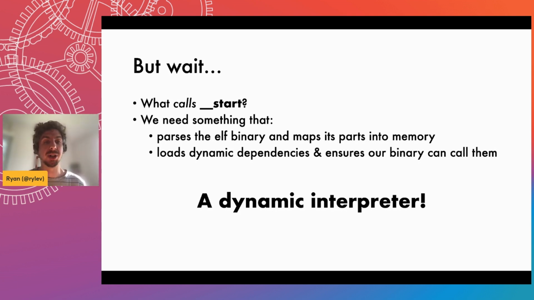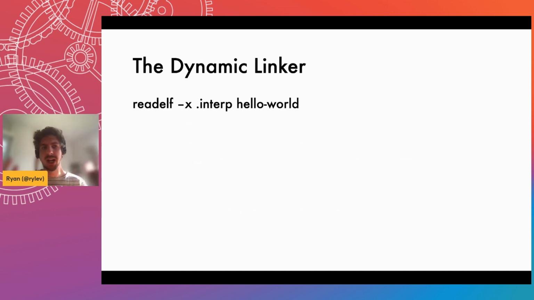And what they do is essentially what we've talked about: take this ELF binary, map it into memory, load dynamic dependencies, and ensure our binary can call them. The kernel does some of that stuff, and where the kernel starts and where the dynamic interpreter starts is kind of not for today. But we can think of the dynamic interpreter as doing a lot of this heavy lifting for us. So where is this dynamic linker?